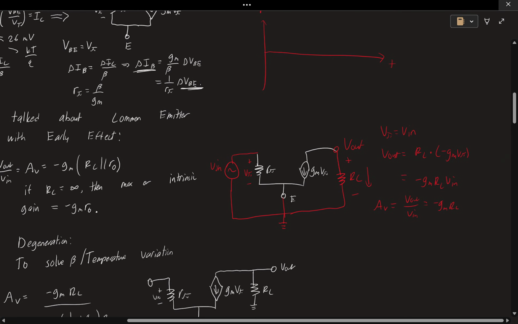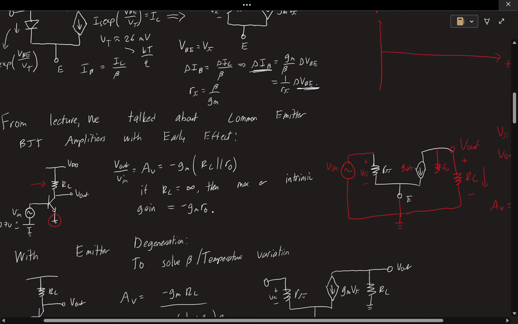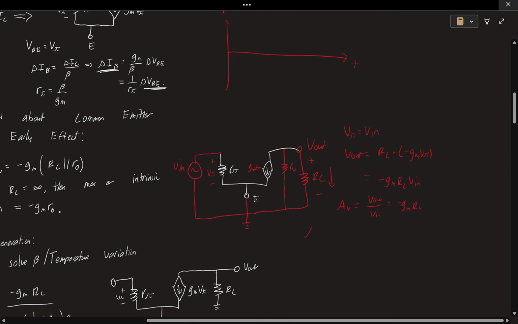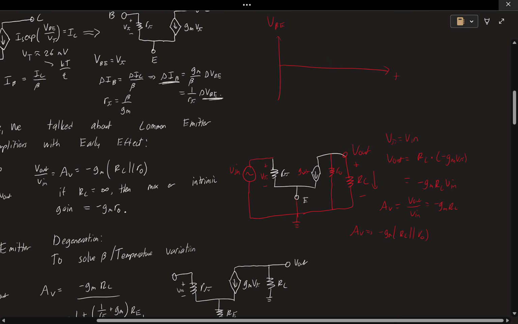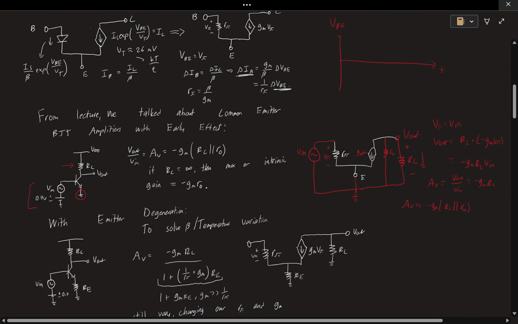Now, if we add the early effect in here, we're going to see another resistor here. I'm going to rewrite this here, GM V pi. Another resistor from our collector called R0, from the collector to the emitter. Okay, so we connect this now to our emitter, and just for clarity purposes, our emitter is ground, so I'm just going to draw it down here. So now we see that our gain becomes negative GM times RC parallel with R0. Okay, and these equations are also in the lecture notes I posted. Okay, so hopefully that makes sense.